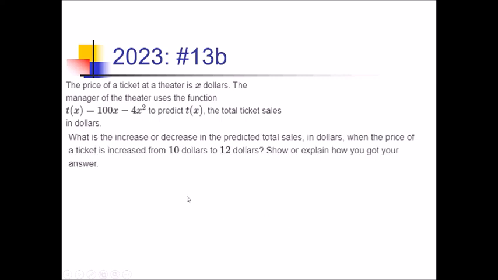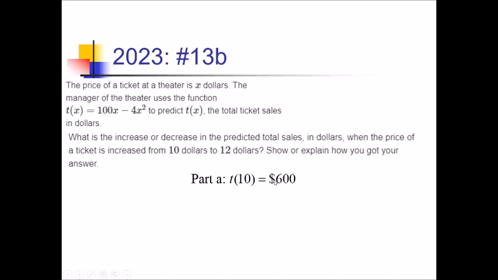For part B of this question, we want to know the increase or decrease in predicted sales when the price of tickets is increased from $10 to $12, and explain how we got our answer. Now, because this is not a linear function, we can't assume that it's going to be an increase. This actually looks like a parabola when you graph it. So for all we know, we might be going back down as we increase the price. We don't know. So first thing to keep in mind is we already found the sales from $10 in part A. That was, again, $600.